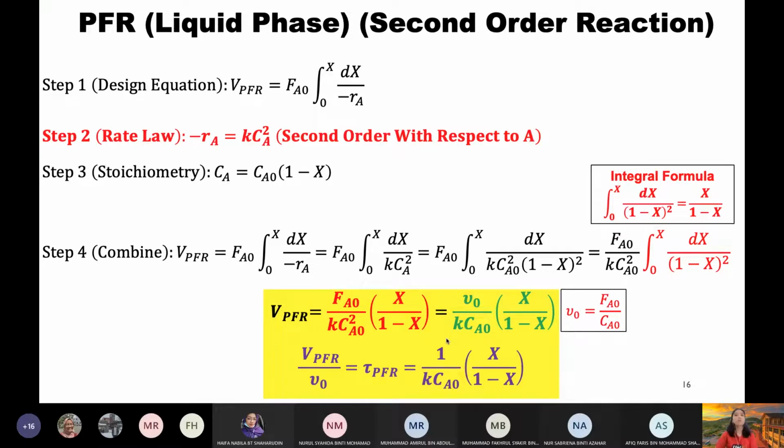Dia tak boleh fulfill hanya satu, fulfill hanya dua, tak boleh. All three fulfill, you can use. One not fulfill, this equation is no longer applicable. Okay, so done, right? So tadi kamu dah buat batch 3.